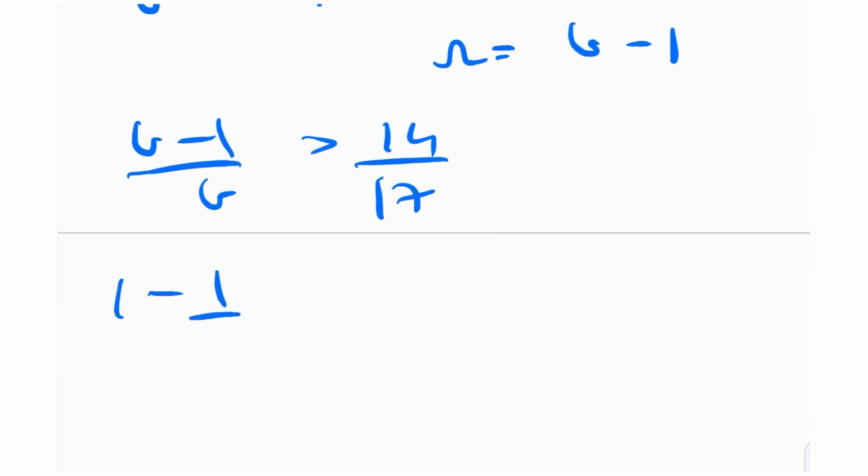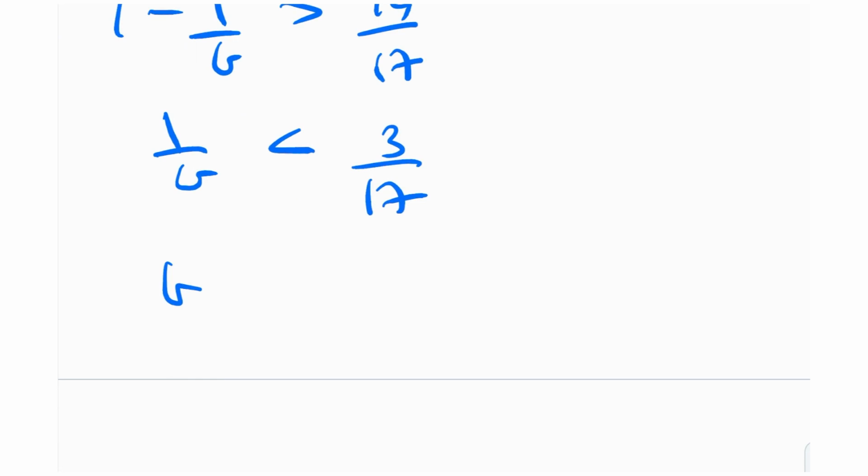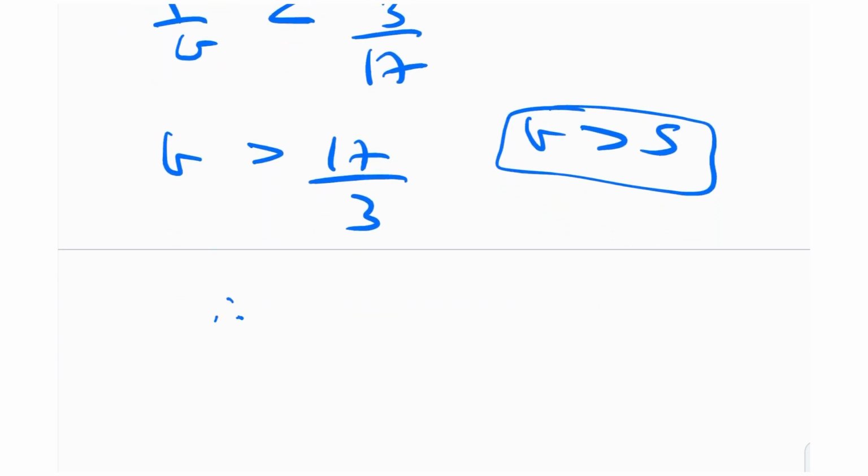So you get 1 minus 1 over B is greater than 14 over 17, which is amazing. So what will 1 over B be? 1 over B will be less than 3 by 17, right? Or effectively B will be greater than 17 by 3, but because B is an integer, B is greater than 5, right? Because it can't be equal to 5, because obviously 5 is less than 17 by 3. 17 by 3 is something like 5.67. So B has to be greater than 5. So therefore B has to be at least 6 or greater.